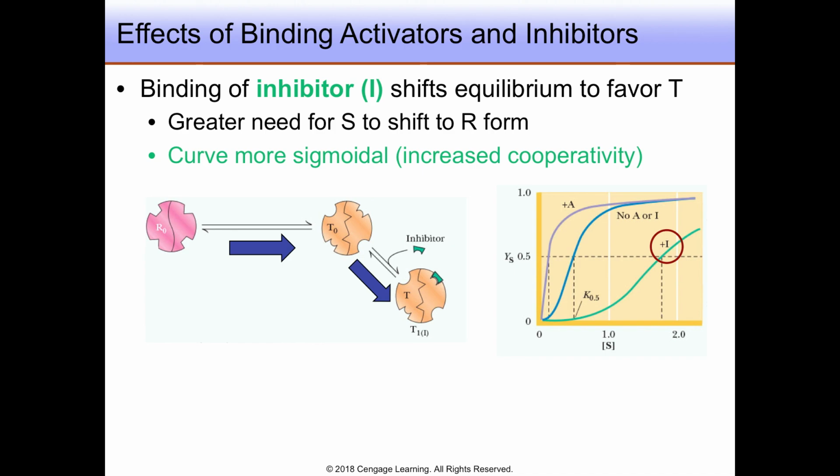The important thing to remember from this model is that the conformational change occurs first, then the substrate or effector binds, thereby shifting the equilibrium.